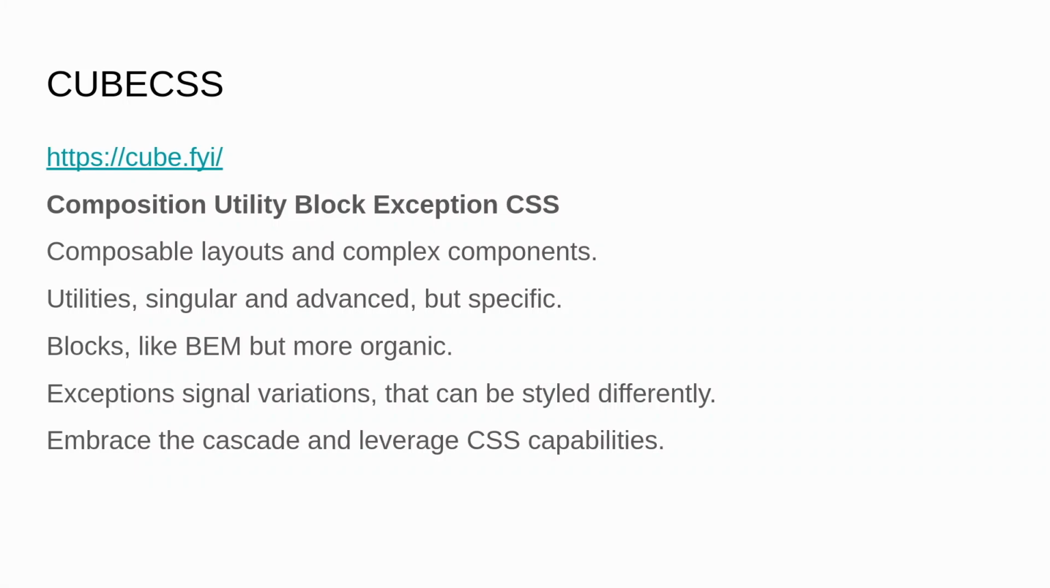Cube CSS is a methodology that I found that addresses these concepts. I recommend just checking it out. I don't follow it religiously or anything, but I think the concepts of how it explains CSS make sense to me. So the C stands for composability. That's the concept of being able to specify your utilities and your components and then build those up into larger and larger things.